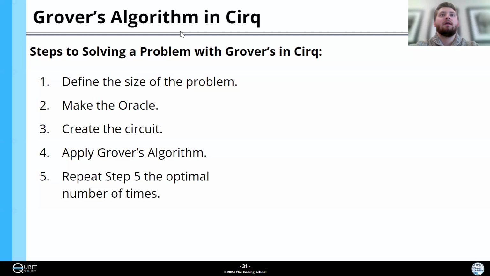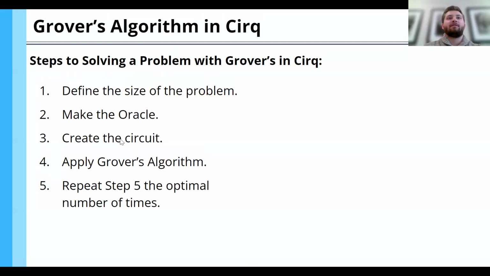So Grover's algorithm, you can basically boil it down to 5 steps. First, you want to define the size of the problem. Then you want to build your oracle. Next, you want to create your circuit. And then you're going to apply Grover's algorithm. Now, almost all the time, you're going to have to keep applying Grover's algorithm because the first time is not the optimal number. So you just keep repeating step 4 until you reach the optimal number of times.